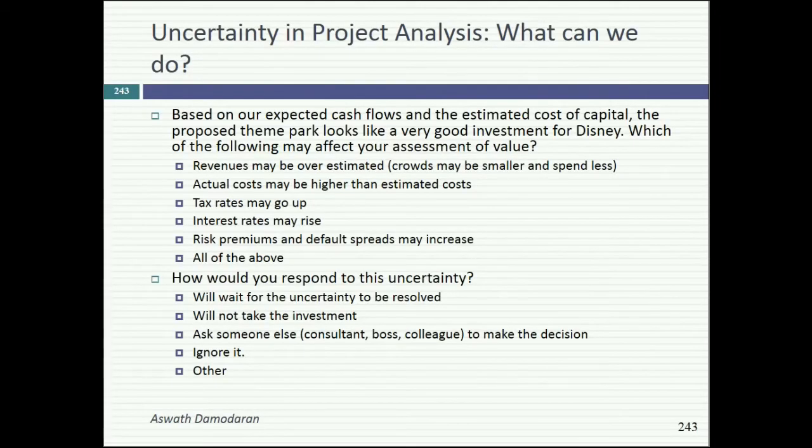Now, if you think back to the Disney theme park, I made a lot of assumptions, right? Where did I get my revenues? I looked at Euro Disney, Tokyo Disney, and I projected out revenues based on that. I could be wrong. When I looked at expenses, I made assumptions that in the theme park, my expense would be 60% of revenues, and I could be wrong. I assumed a 36% tax rate, and I could be wrong. My entire cost of capital is built on estimates, right? Risk-free rate, beta, risk premium, and I could be wrong. This is getting old. I could be wrong on pretty much every number in this project.